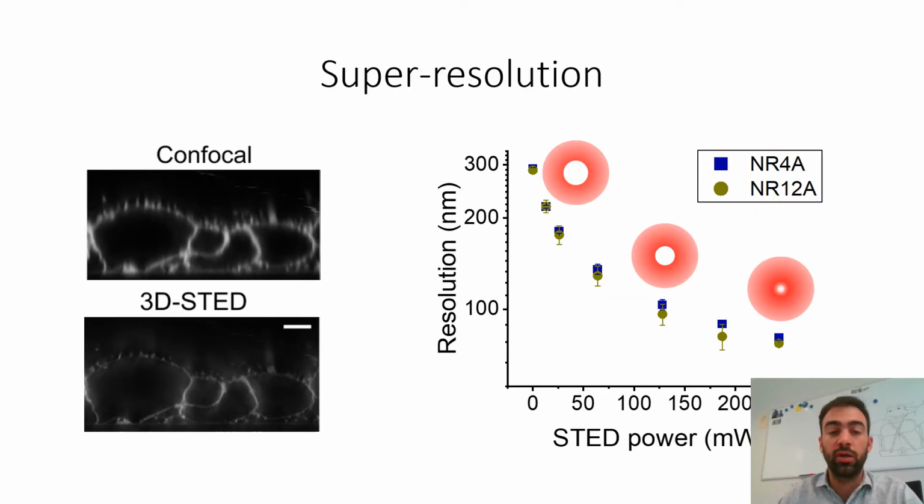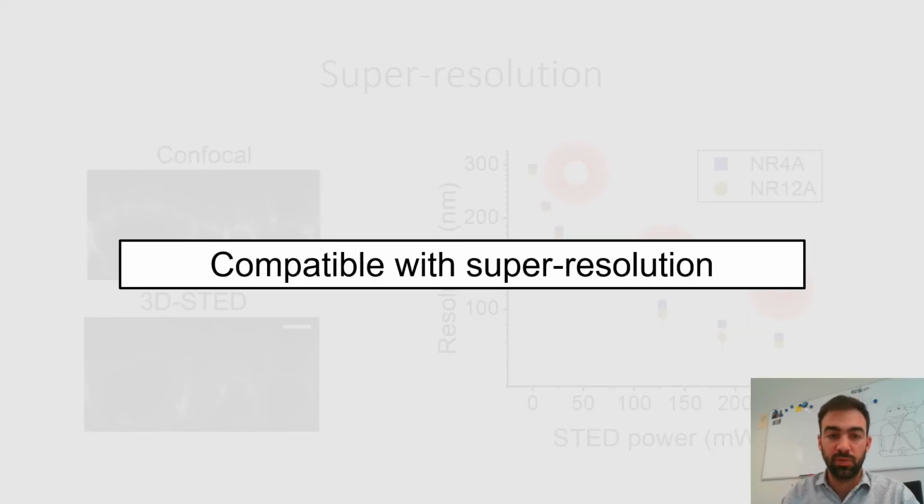Last, we quantified its super resolution performance in the case of STED microscopy, and you can see that at the highest STED power values we obtain a resolution of about 80 nanometers. So NR4A is compatible with super resolution. We use it for STED, but it can also be used for single molecule localization microscopy.